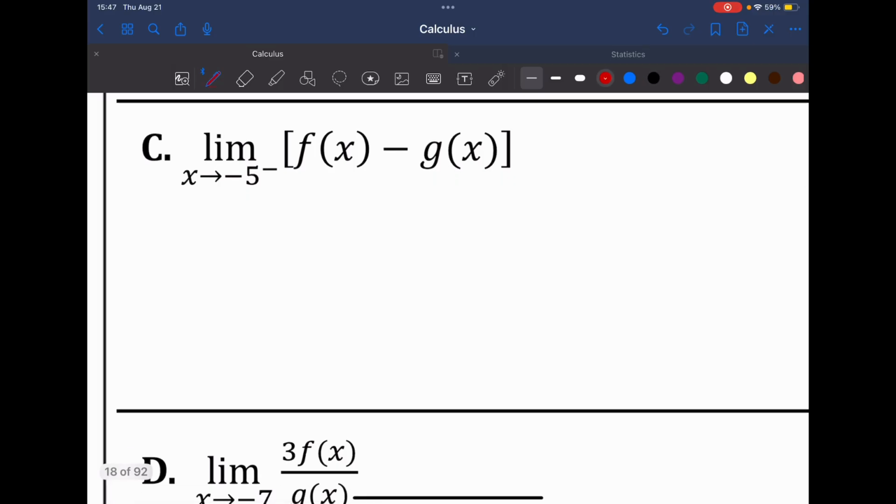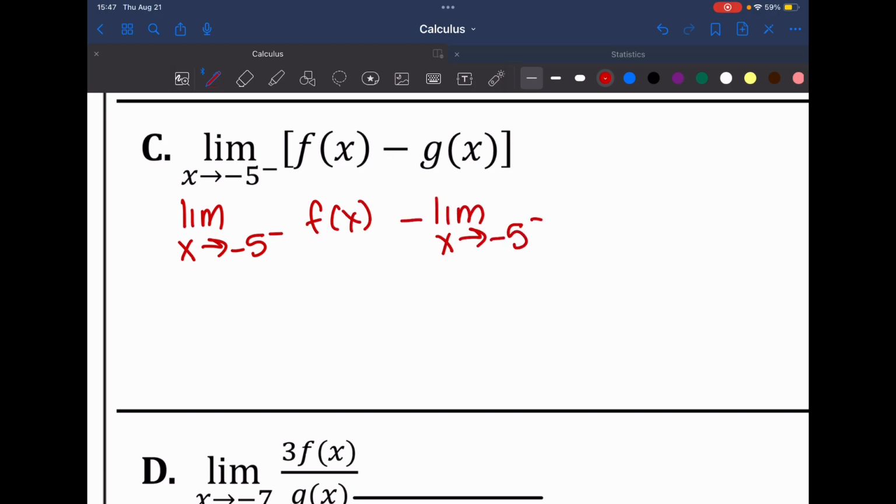C, this is again a difference of two functions. So I have the limit as x approaches negative 5 from the left of f of x minus the limit as x approaches negative 5 from the left of g of x. So looking at the f of x, I get the value 3. So this is 3 minus, and then for g of x, I get 4. So 3 minus 4 is negative 1.